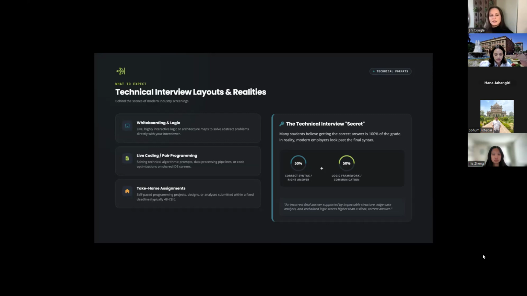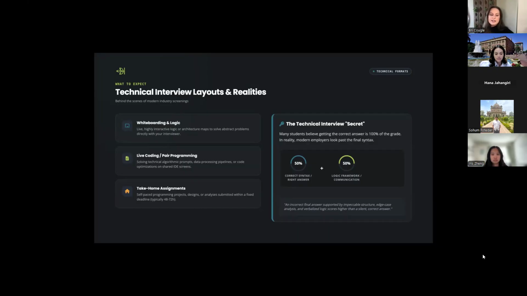Whiteboarding and logic is a little bit less common now that there aren't as many in-person interviews that happen. That used to be a really big in-person tactic. It's still big if you're interviewing for a job that's in person. But like in my case, Ancestry, we're a remote first company, so we would do the live coding or paired programming for a lot of the technical stuff.